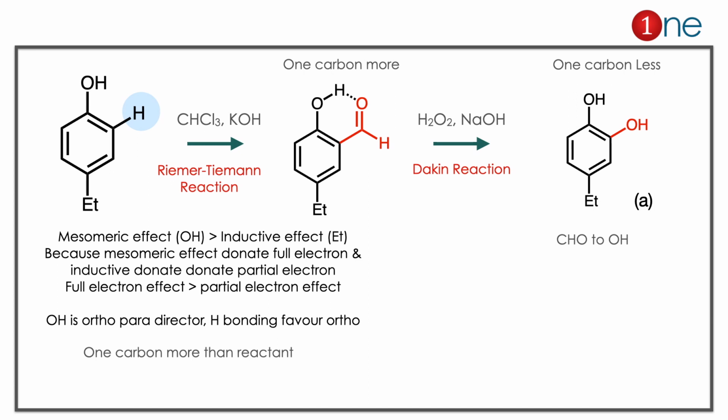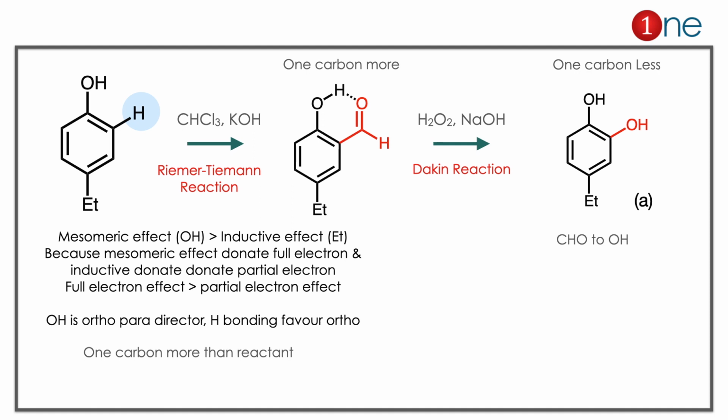The first step, Reimer-Tiemann reaction, OH and ethyl groups are there. You are reacting it with chloroform and KOH. Normally the carbene is the electrophile. Here it attacks and forms an aldehyde. But where is the aldehyde formed? The aldehyde is formed in the ortho position. Here the para position is already occupied, no issue. But if you have competition, the ortho position is favorable due to its hydrogen bonding ability.